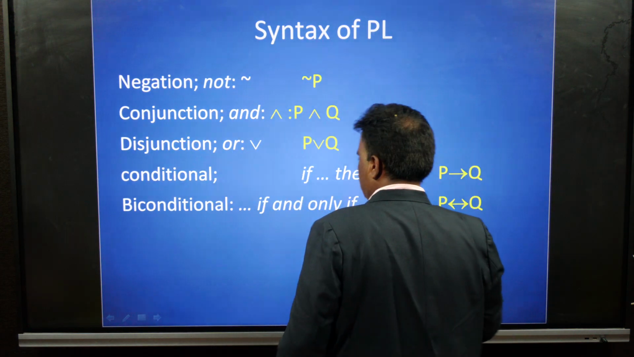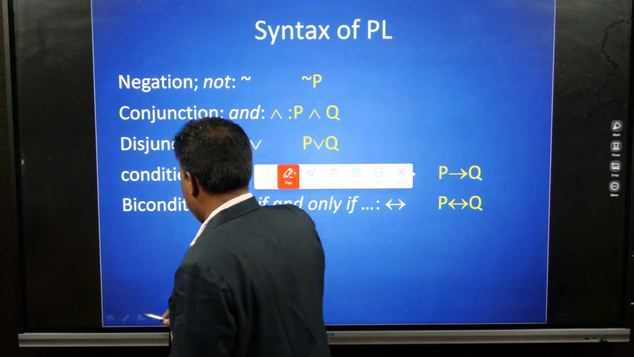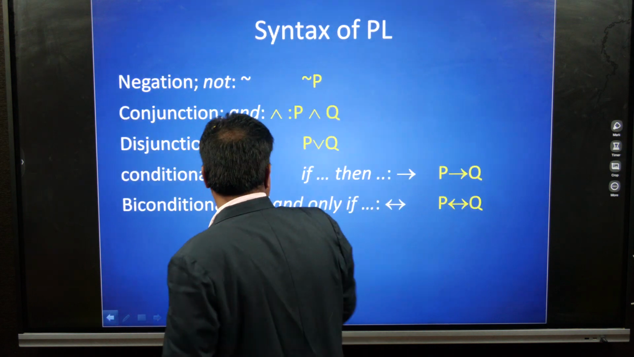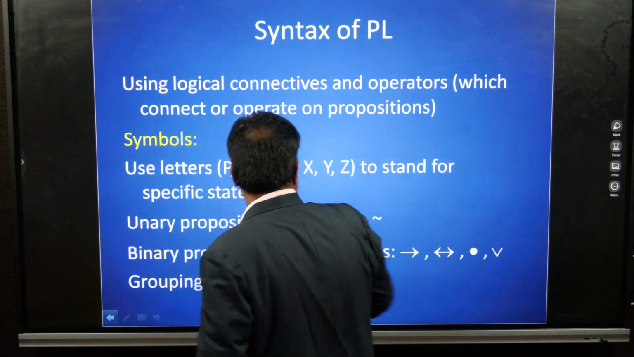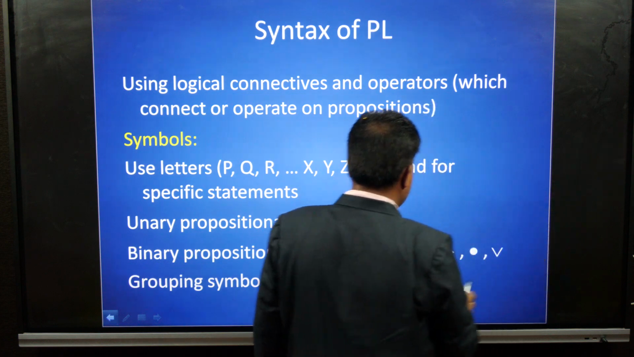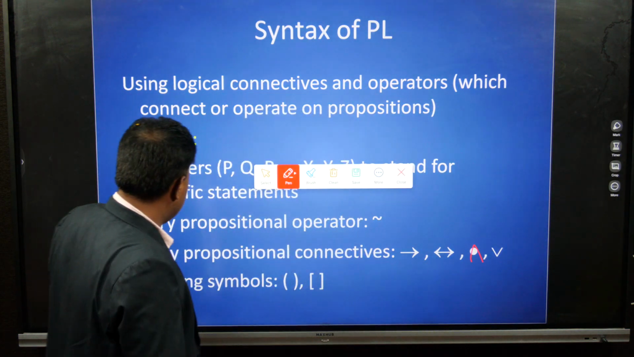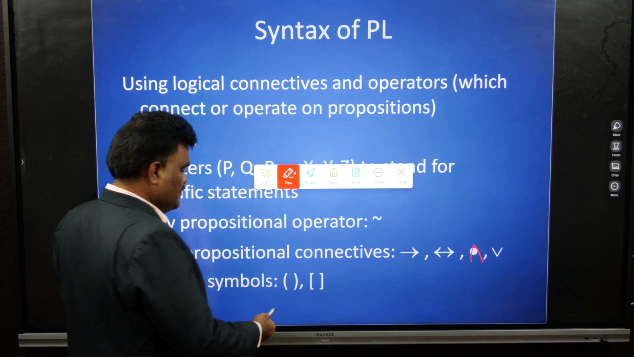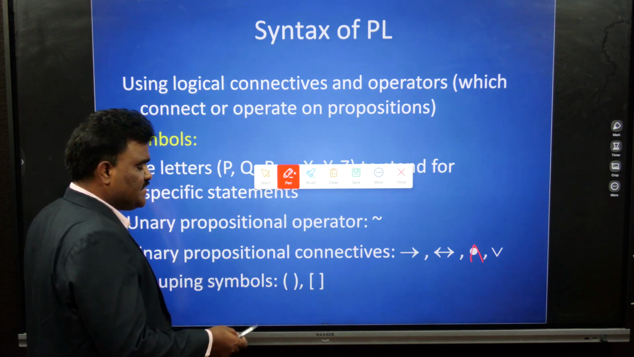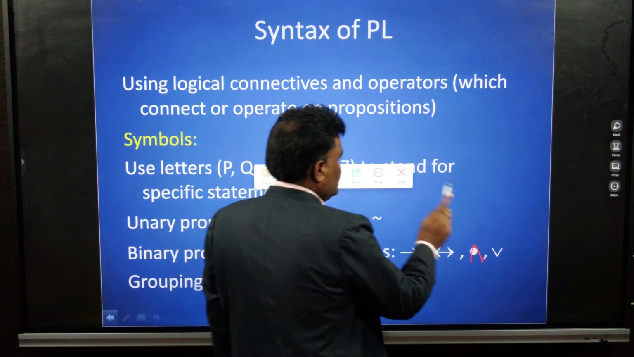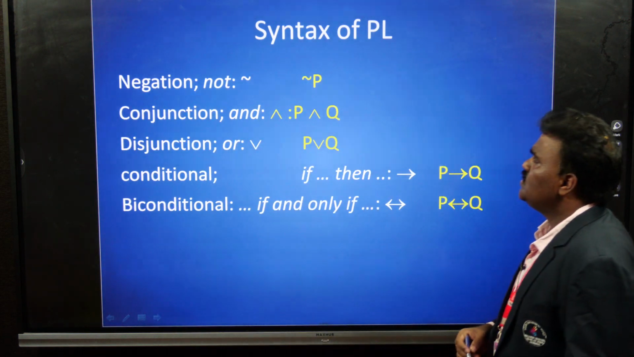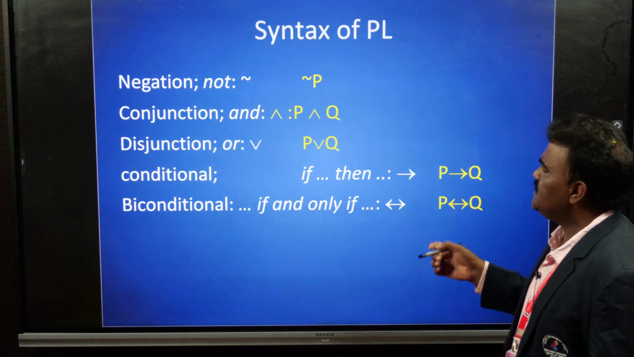So this is the AND operator, like this we have to represent. We can use the grouping symbols, that is parentheses and brackets. So here we will see some syntaxes.